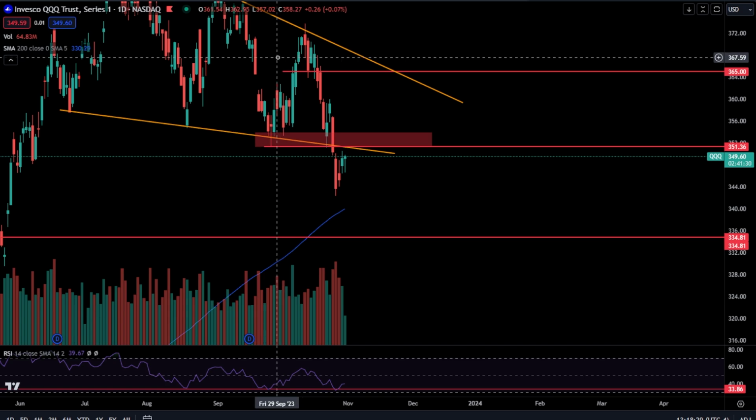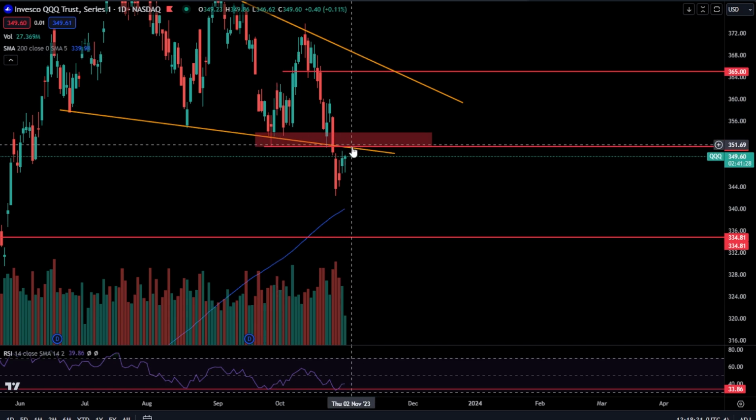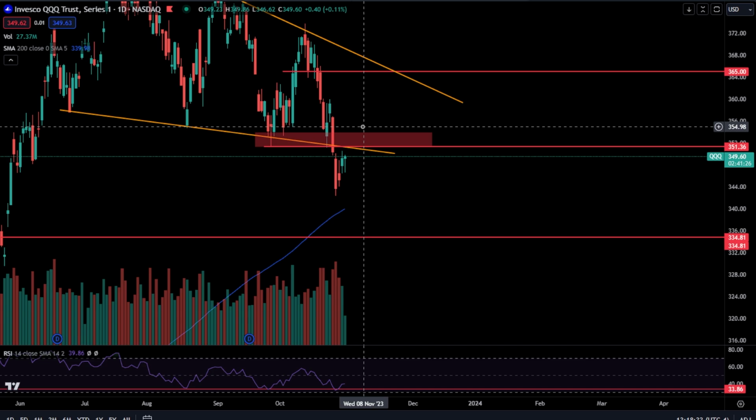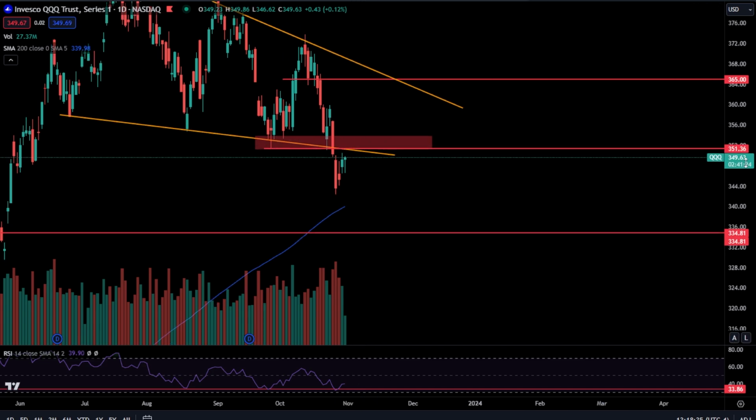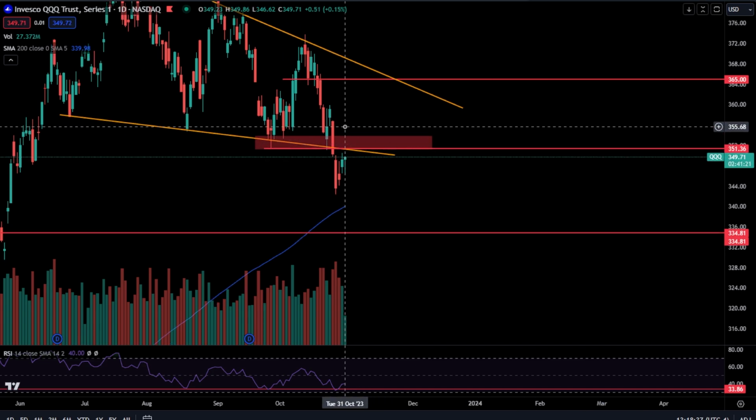The question is, are they strong there? Are they going to push you back down, or are buyers going to squeeze them out, and then we actually start getting a move going? We're going to really have to see. All right, that is what I'm getting at.